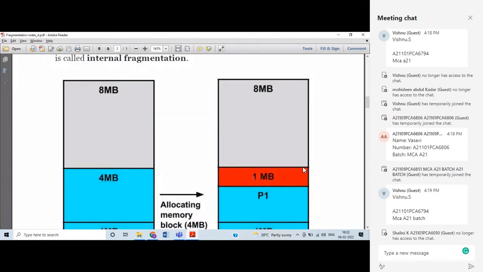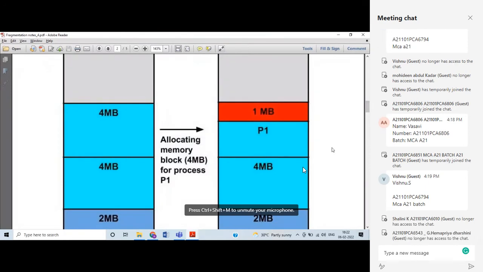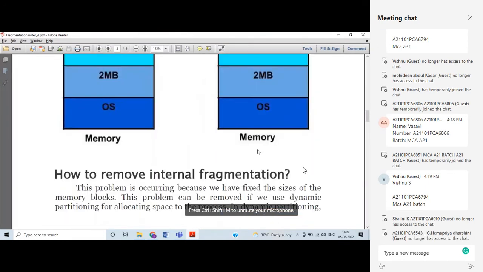Students, do you understand this, this internal fragmentation? Hello, is anyone there? Yes. Okay, so this is the internal fragmentation. Yes, ma'am.